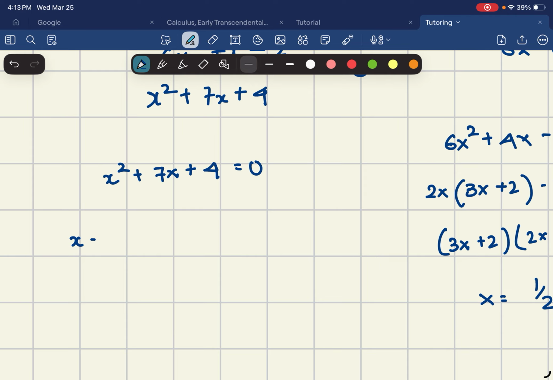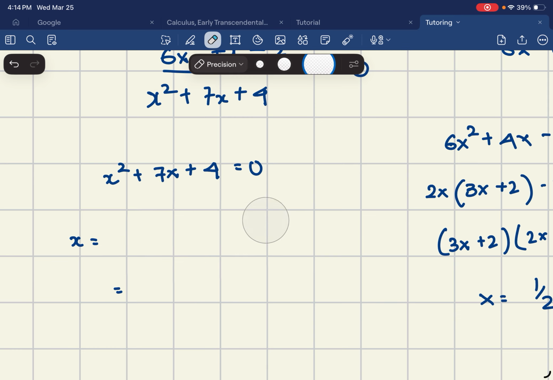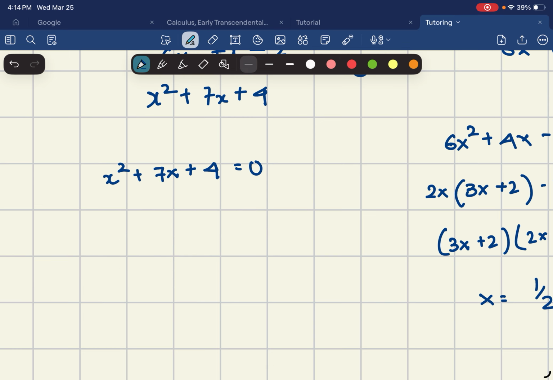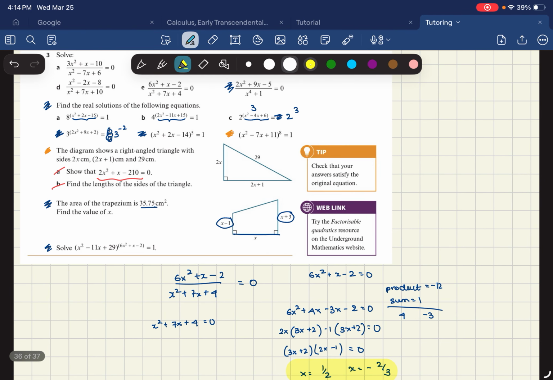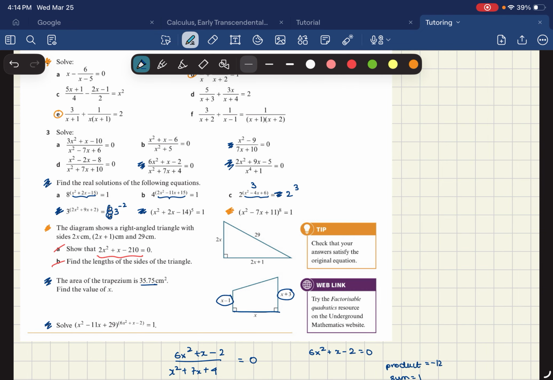So let's use the quadratic formula. Minus 7 plus or minus the square root of b², which is 49, minus 4ac, so 4 times 1 times 4, which is 16, all over 2a. So 49 minus 16 is 33. And basically, we're going to get an irrational root, because the square root of 33 is irrational. So we don't have to worry about getting a 0 over 0 form. So our solutions would be these two values. But usually you want to be careful so that you avoid getting 0 by 0.